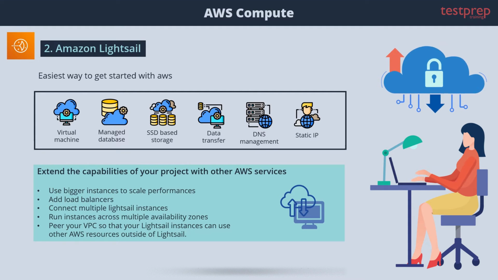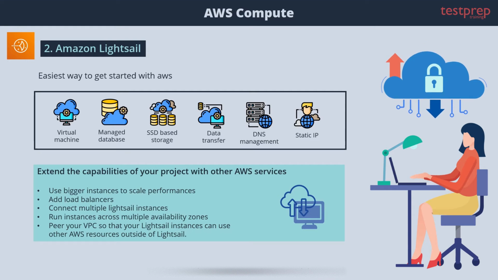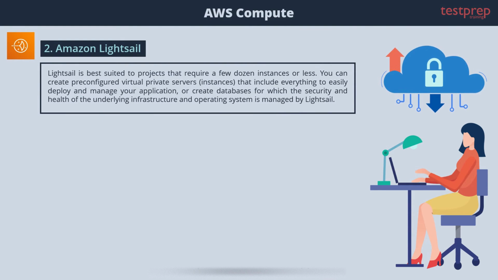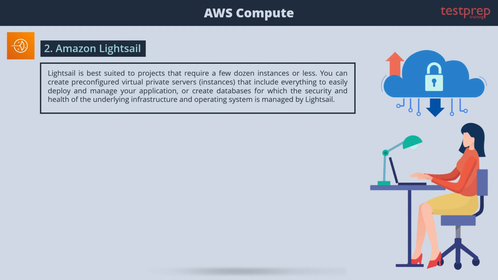Lightsail allows you to use bigger instances to scale performances, add load balancers, connect multiple Lightsail instances, run instances across multiple availability zones, peer your VPC, so that your Lightsail instances can use other AWS resources outside of Lightsail. Lightsail is best suited to projects that require a few dozen instances or less. You can create pre-configured virtual private servers, that include everything, to easily deploy and manage your application, or create databases, for which the security and health of the underlying infrastructure, and operating system, is managed by Lightsail.